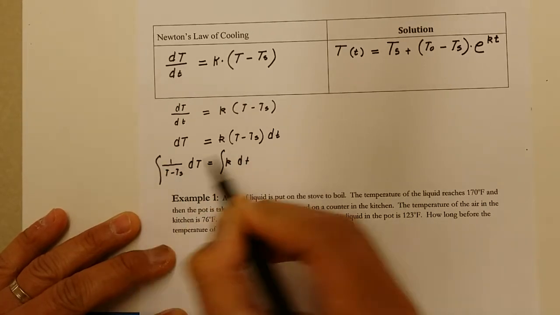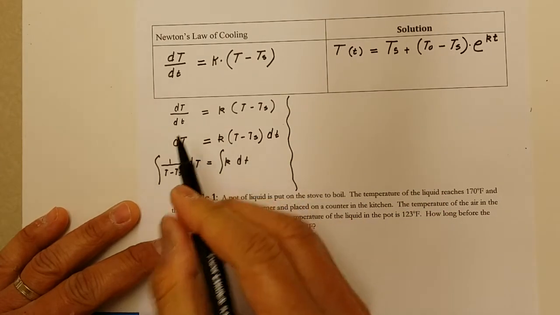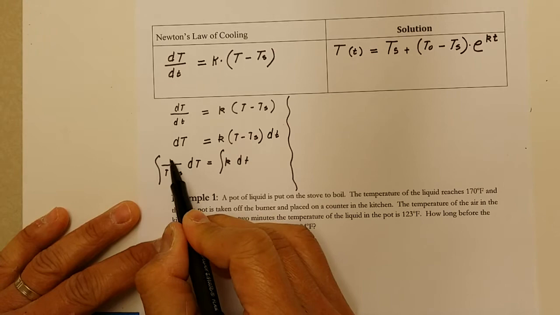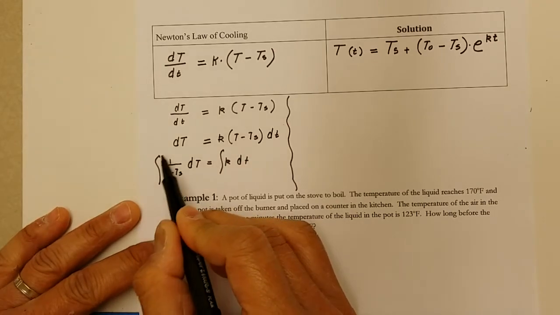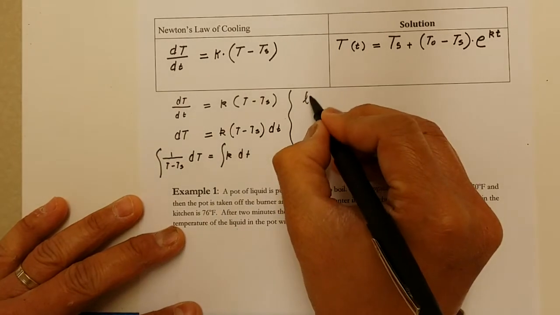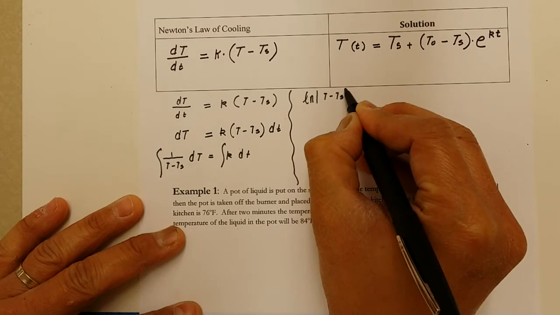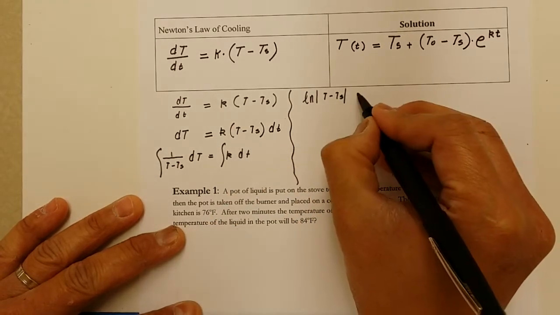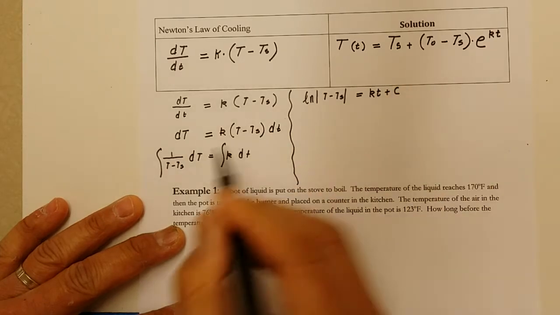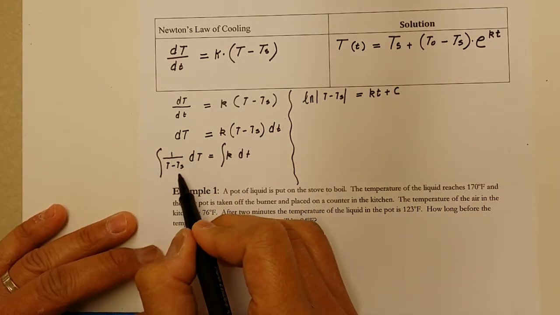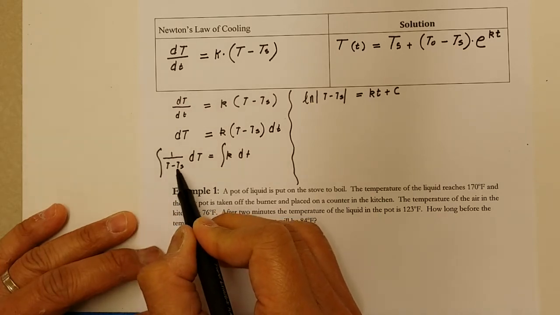Integrate both sides. The integral of 1 over anything is going to give me ln. So we have ln of the absolute value of T minus T sub s. The integral on the right is going to give me kt plus C. And to get the ln here, we have to do a u-substitution. Let u equal T minus T sub s. And remember that T sub s is a constant.